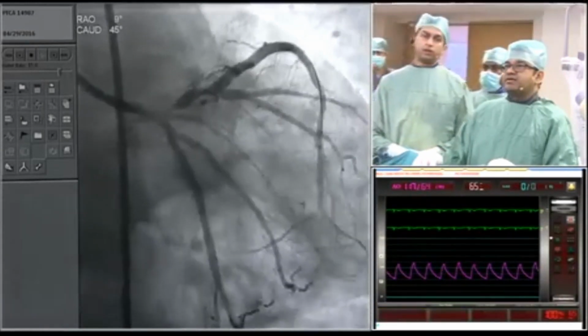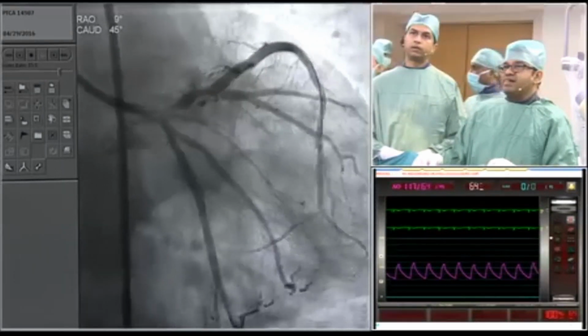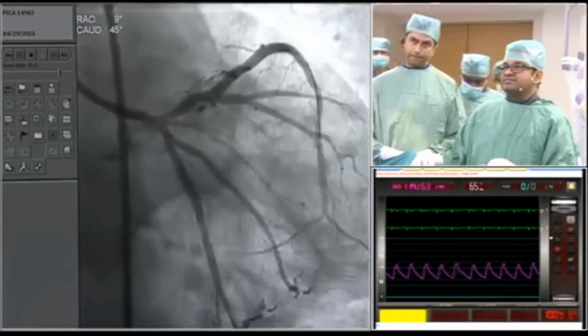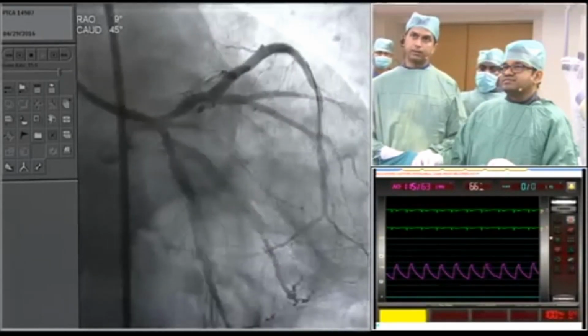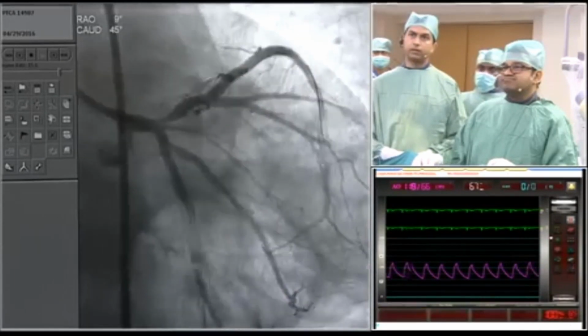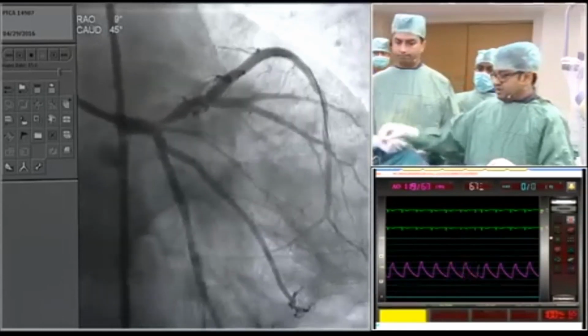Who would go for, let's say, ostial LAD stenting, trying to stay at the edge of the LAD, or who would go for a left main to LAD stenting, covering the ostium of the circ? I would personally go for a left main to LAD stenting, covering the ostium of the circ. So that's what we are planning to do.